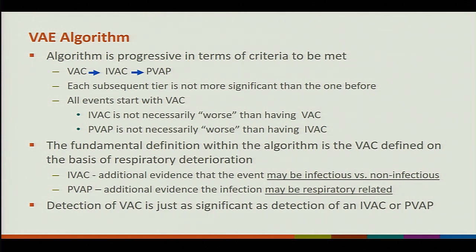The fundamental definition within the algorithm is the VAC, which is defined on the basis of respiratory deterioration. It doesn't consider any antimicrobial therapy or any laboratory findings. So even in those situations where an IVAC is detected, that event still met the VAC definition. It's just that there is some kind of additional evidence that it may be infectious in nature and may possibly be related to the lower respiratory tract.